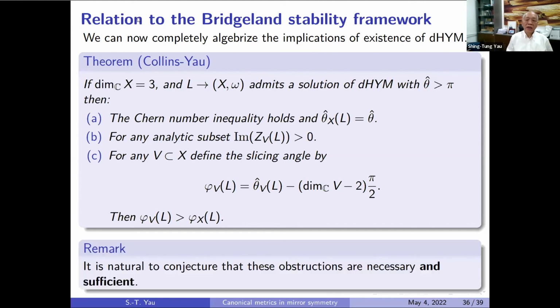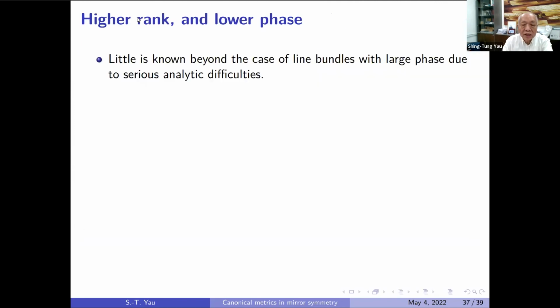So we would like to say that these obstructions are sufficient also. So these are necessary conditions: the Chern number inequality holds, and also this stability defined in our way works. So we would like to say that this is necessary and sufficient.